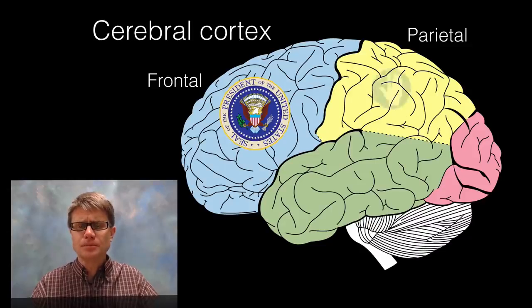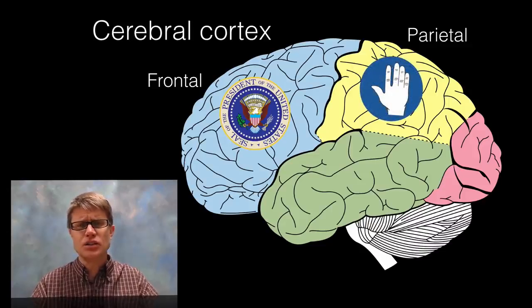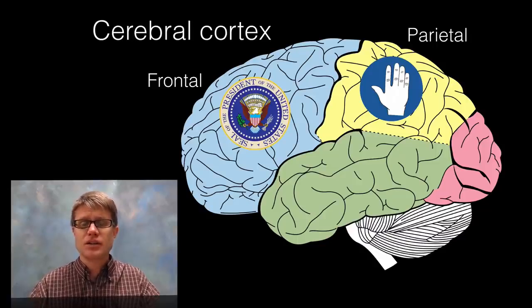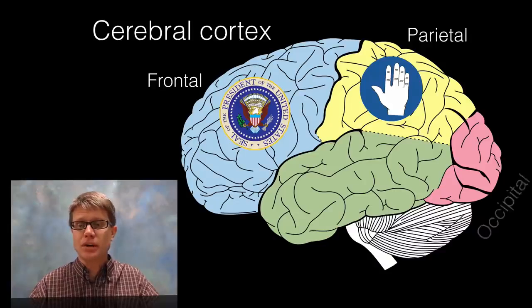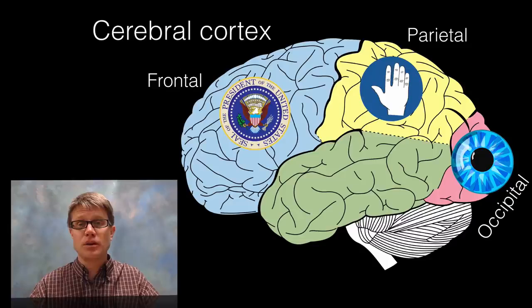What's the function of that? It basically is sensation. It's you dealing with and reacting to your environment. So we have a lot of neurons coming in here from sensory input. As we move to the back, we have the occipital lobe. The function of that is vision, primarily vision.